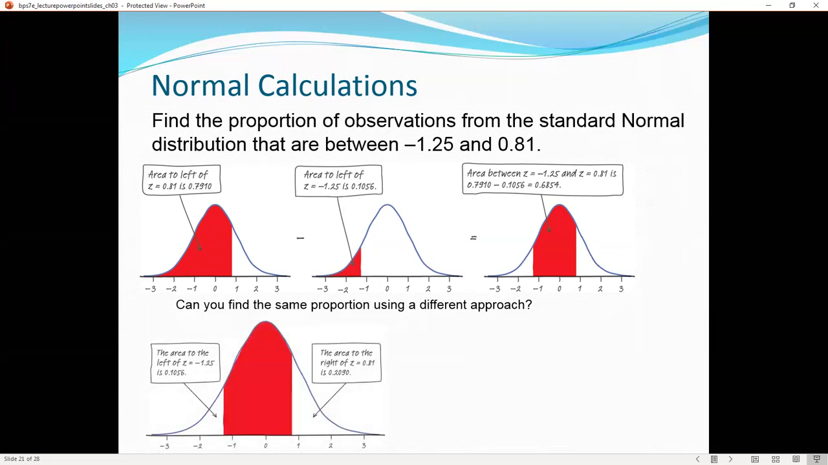Can you find the same proportion using a different approach? They're saying you could find the area to the left of negative 1.25 and to the right of 0.81, and subtract those individually, or add the two white areas together and take it away from the whole, leaving you with the red area, which is 0.6854. So one thing I love about math is that there are multiple approaches to the correct answer.